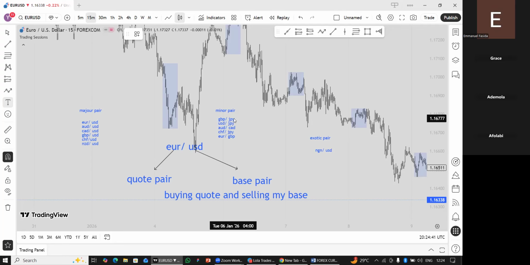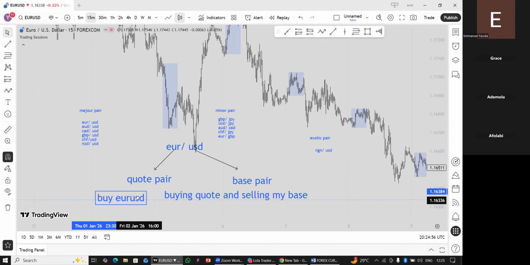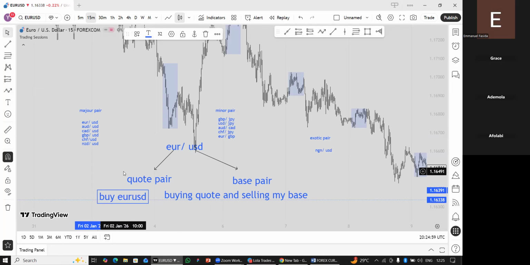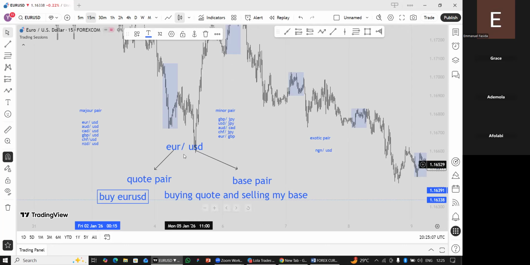So now if I say I've analyzed my market and my analysis is giving me buy EUR/USD, what this is simply telling me is that dollar is weak and Euro is strong. Are you feeling me? Sure, boss.